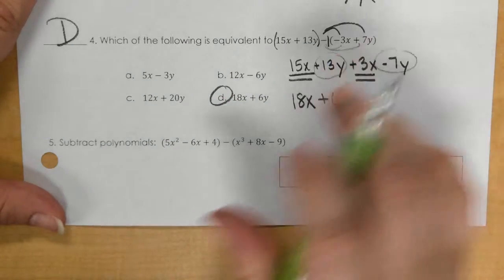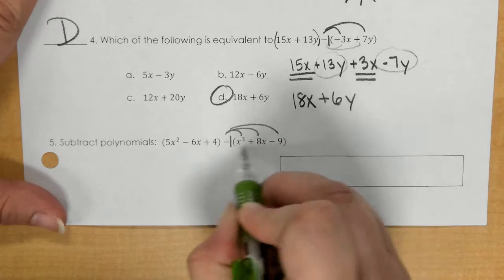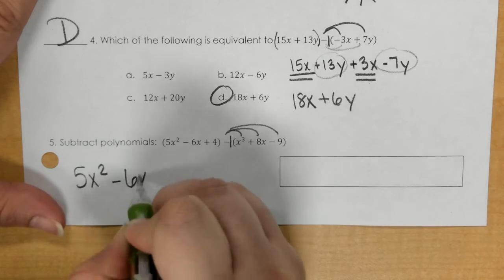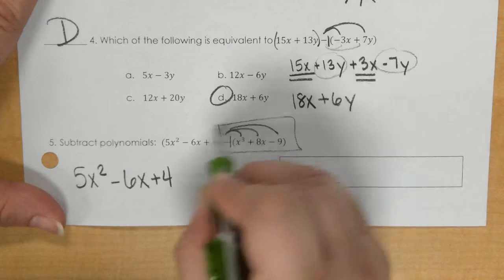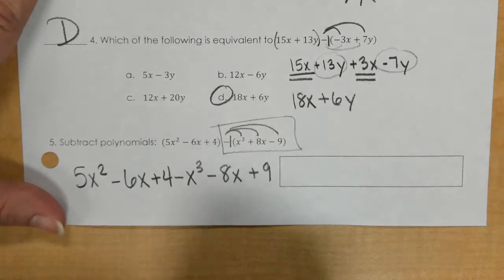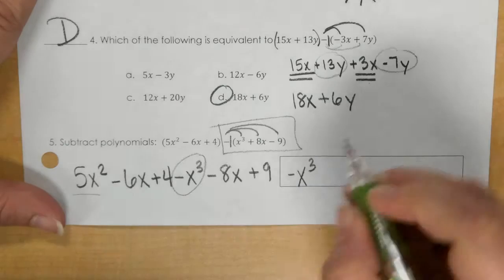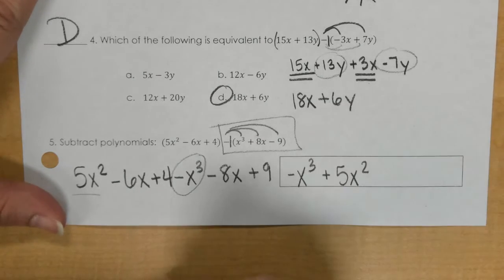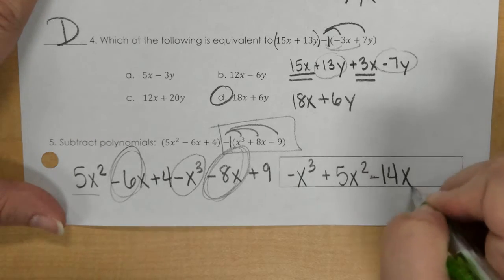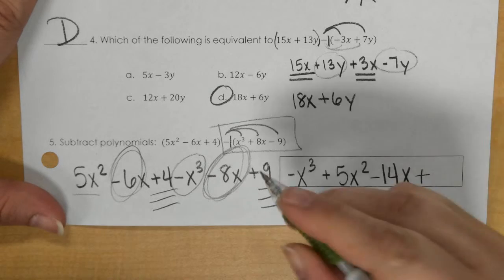Okay, number 5 is very similar. This is multiple choice. This is open response. So that negative 1 means I have to change all my signs here. So this stays the same. And this changes to negative x to the third minus 8x and a plus 9. There's no other x to the third, so I bring it in here first. Then I go x squared. The negative 6x minus 8x becomes negative 14x. And then lastly, we have 4 and 9 make 13.